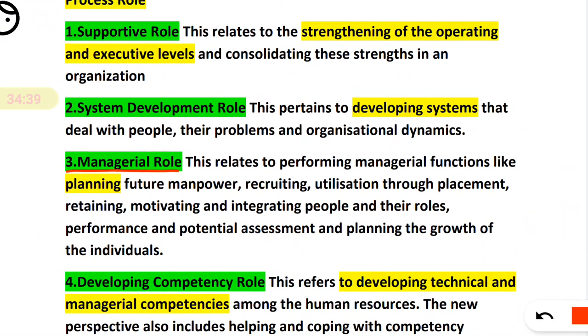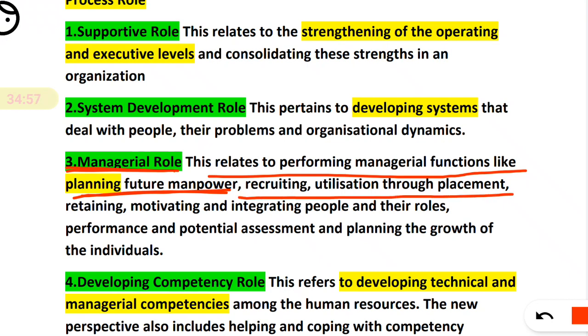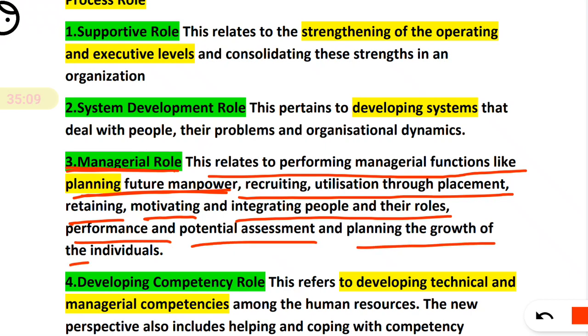Next, third is the managerial role. So how can HR play the role of a manager? See, this relates to performing managerial functions like planning future manpower. So HR will plan how future manpower is required; that planning will be done by the HR. Okay, the recruitment, utilization through placement, retaining, motivating, integrating people and their roles, performance and potential assessment, and planning the growth of the individual basically come under the managerial role.